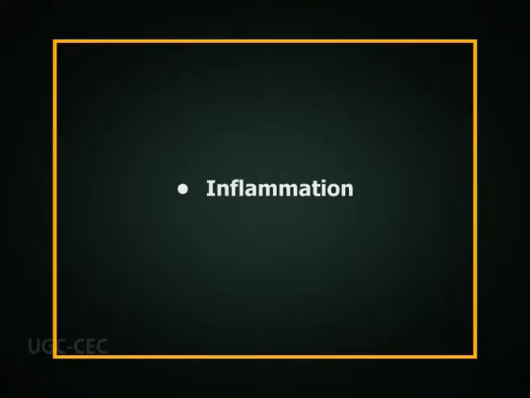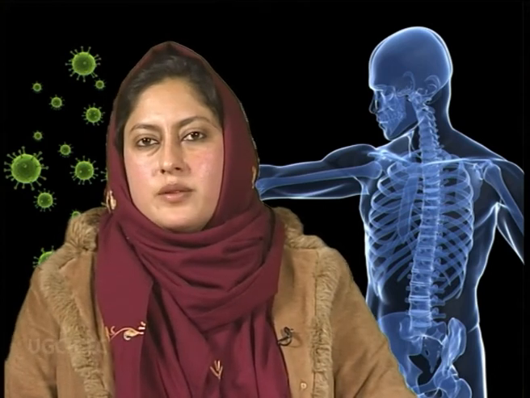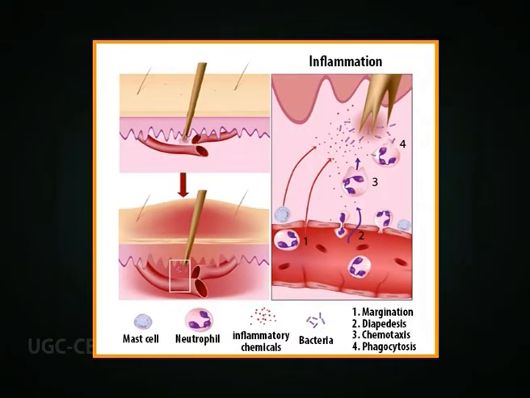Now let's talk about another reaction, which is inflammation. Inflammation is the complex biological response of vascular tissues to harmful stimuli such as pathogens, damaged cells, or irritants. It is a protective attempt by the organism to remove the injurious stimuli as well as initiate the healing process for tissue. In the absence of inflammation, wounds and infections would never heal, and progressive destruction of the tissue would compromise the survival of the organism.